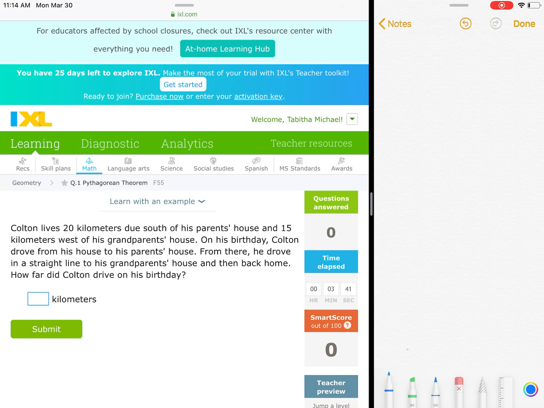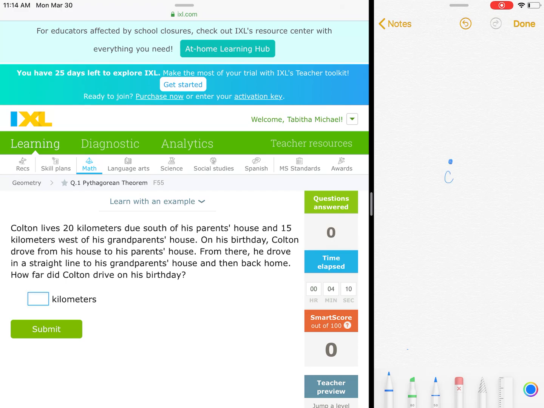Okay, so let's read this word problem. It says Colton lives 20 kilometers due south of his parents' house and 15 kilometers west of his grandparents' house. On his birthday, Colton drove from his house to his parents, and from there he drove in a straight line to his grandparents' house and then back home. How far did Colton drive on his birthday? Okay, so we're going to start with Colton.